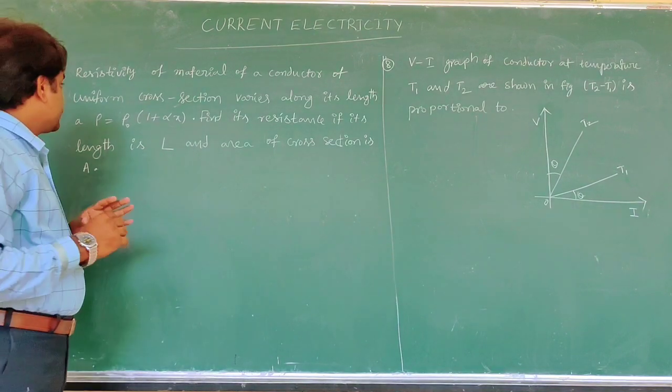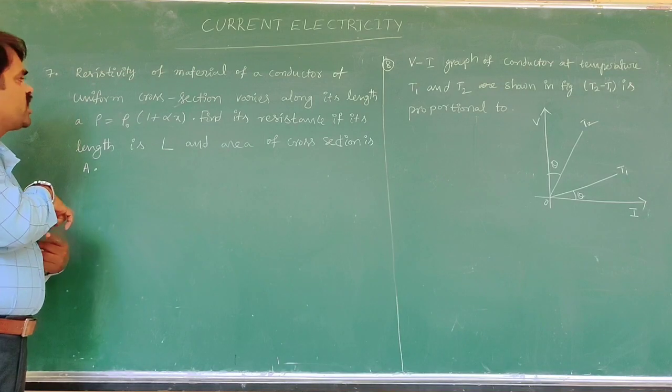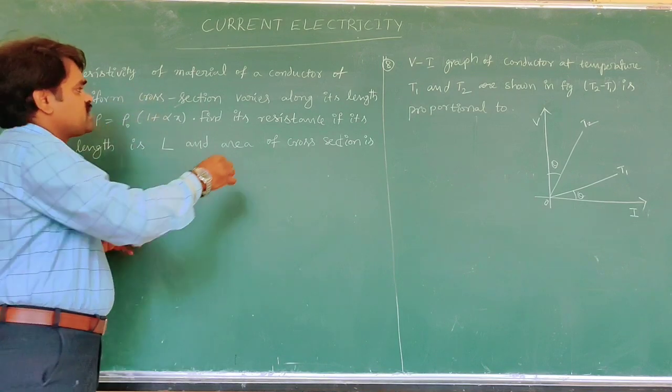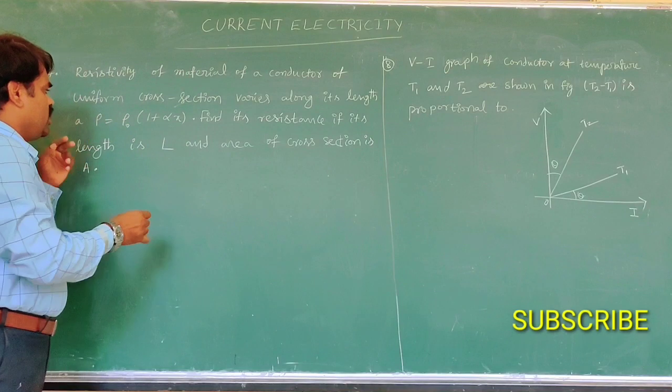Now going to discuss the 7th one. The resistivity of a material of a conductor of uniform cross section varies along its length.